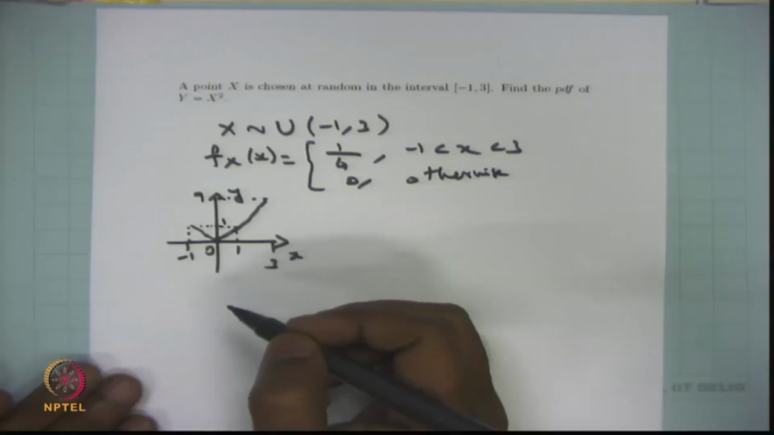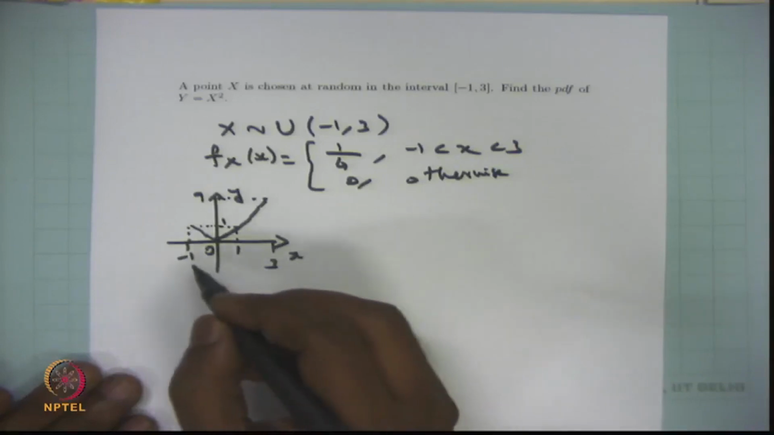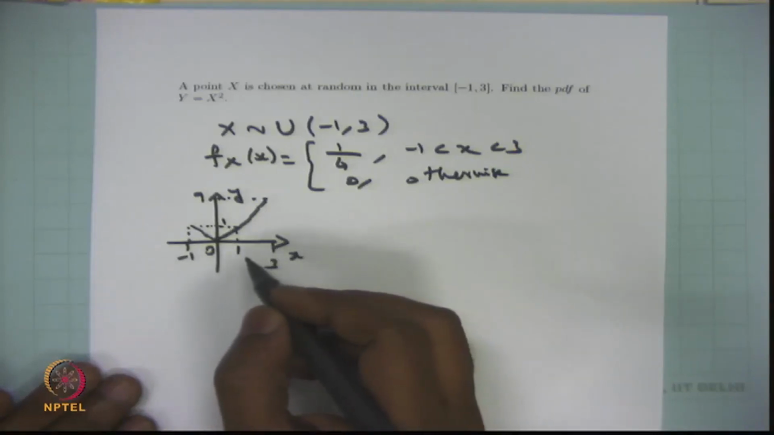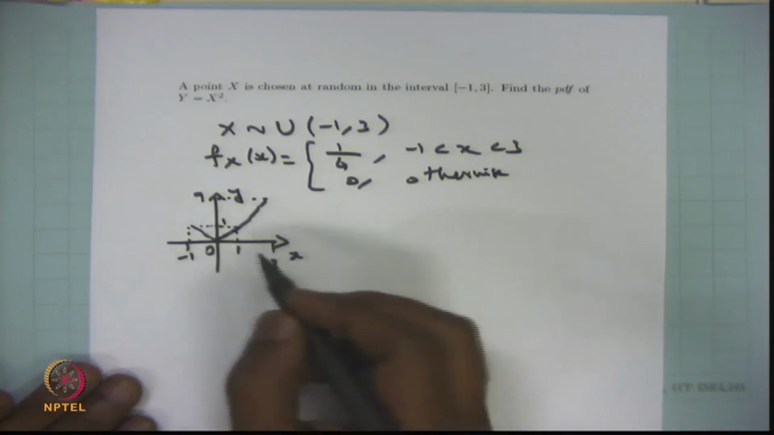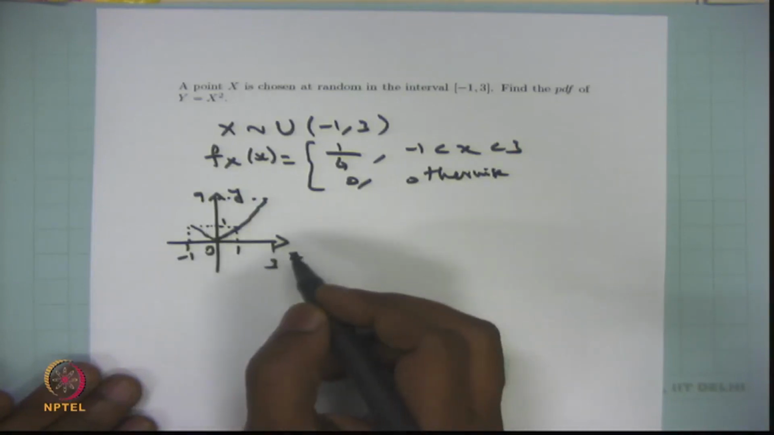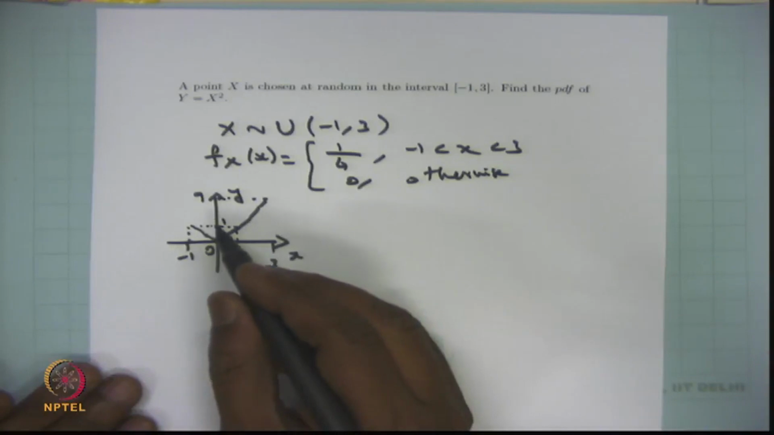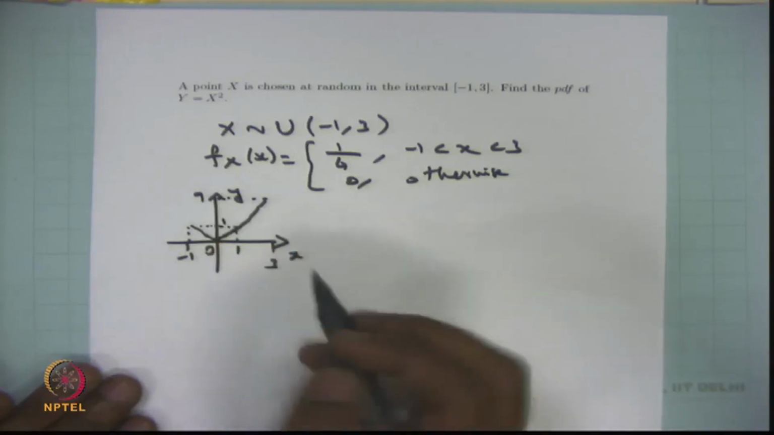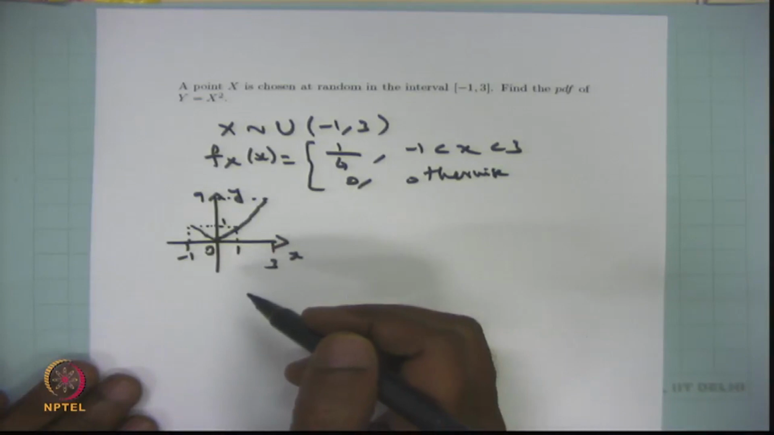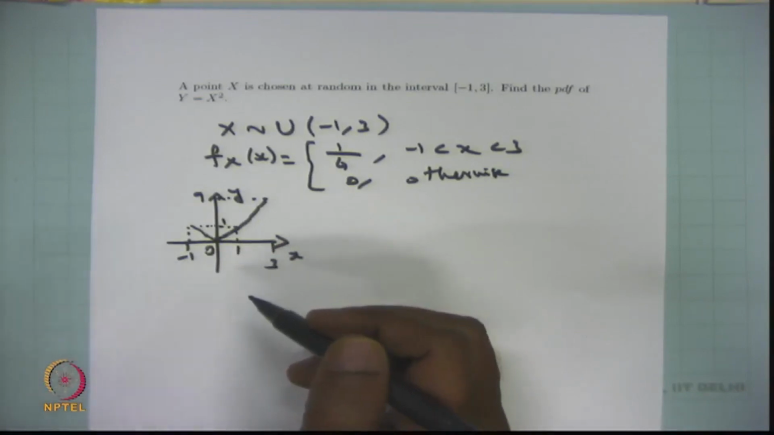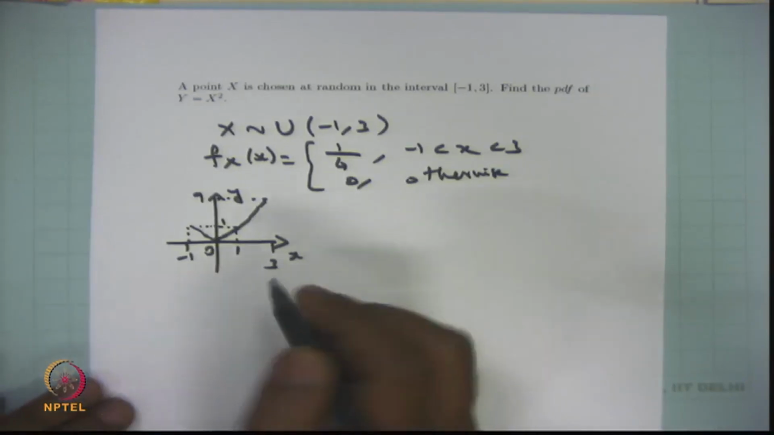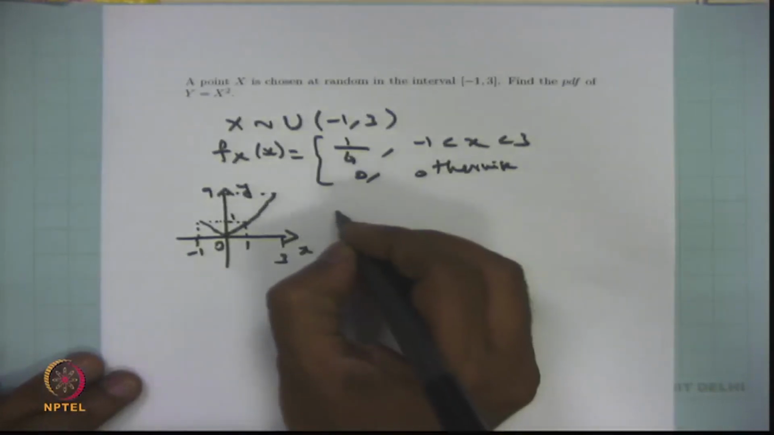One more observation: you see in the diagram, when x takes a value from -1 to 1, y takes a value from 0 to 1, whereas when x takes a value from 1 to 3, y takes a value from 1 to 9. Therefore, the CDF is going to be of a different form from 0 to 1 for the random variable y, whereas from 1 to 9 the CDF is going to be of a different form.